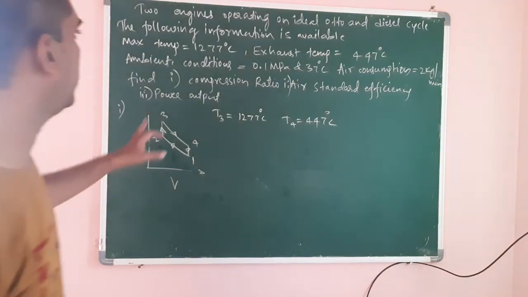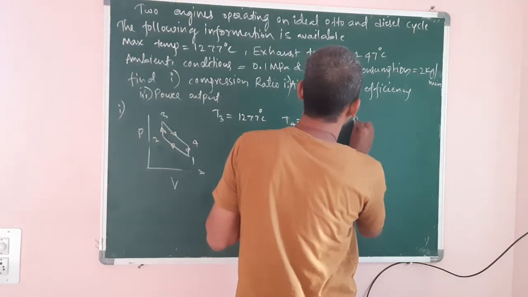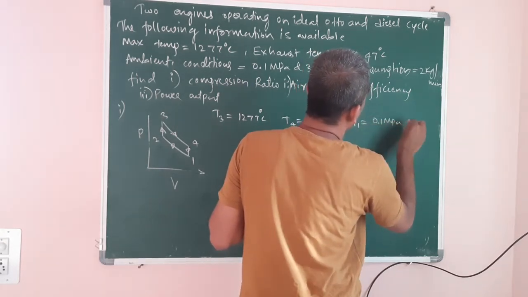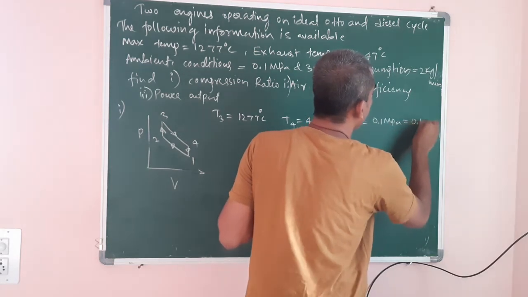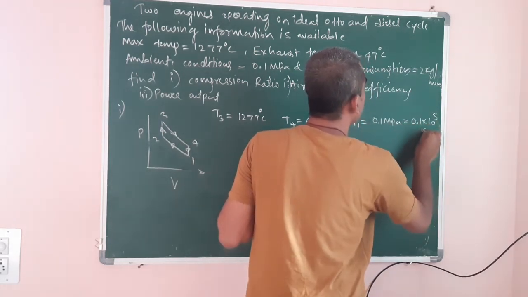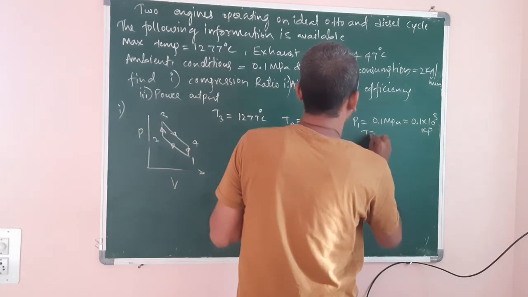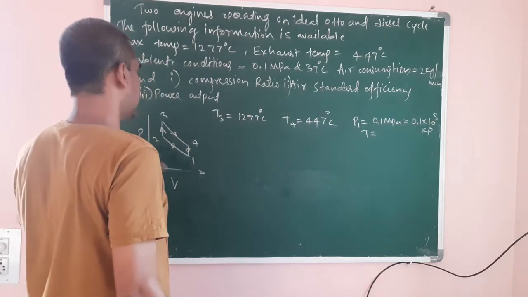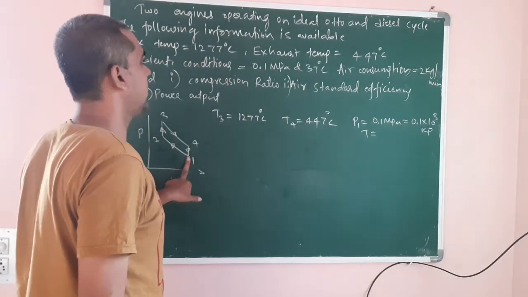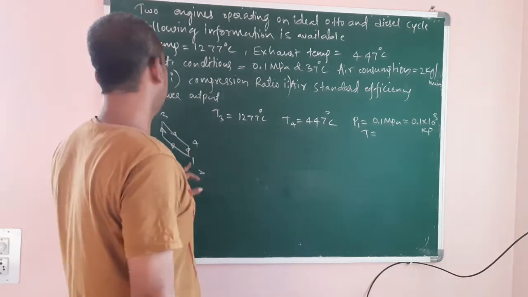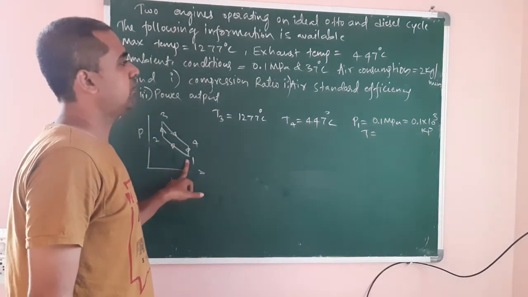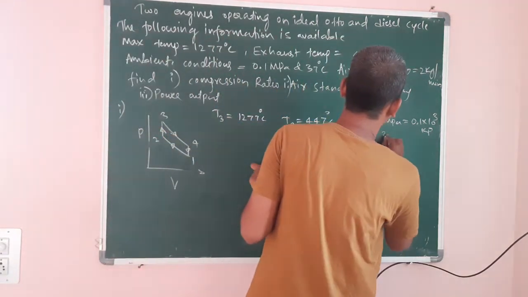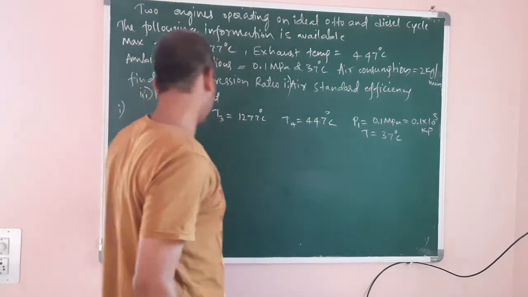P1, pressure P1 and T1. P1 is equal to 0.1 megapascal. If I write it in kilopascal, it will be 0.1 into 10 raised to 3 kilopascal, and T1 equal to ambient temperature, which means the temperature of suction, that is, at T1. Because from before 1 it will suck the air and after that it will compress. T1 is equal to 37 degrees Celsius. This is the given data.